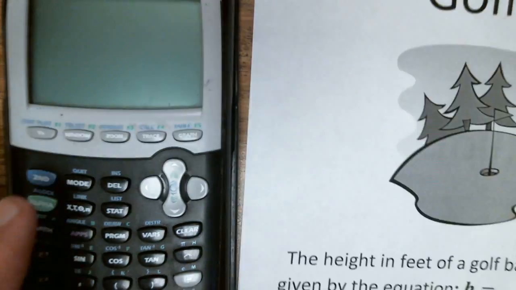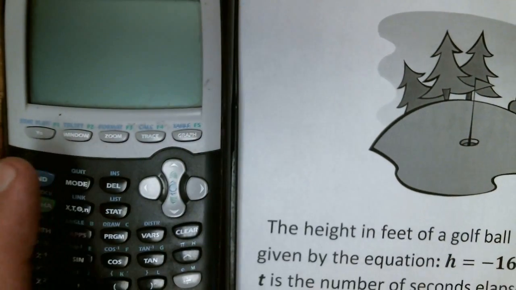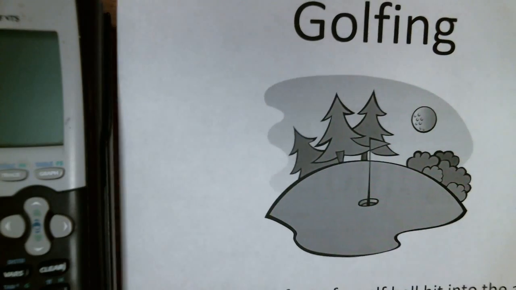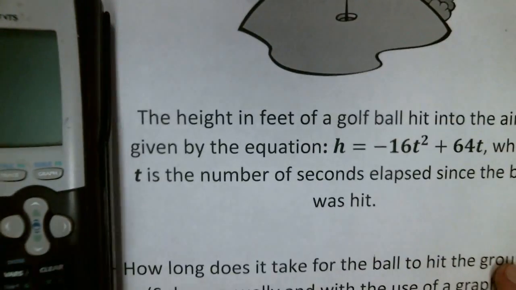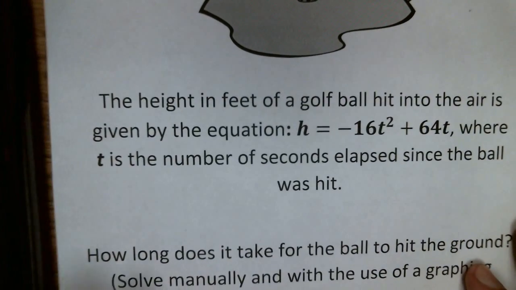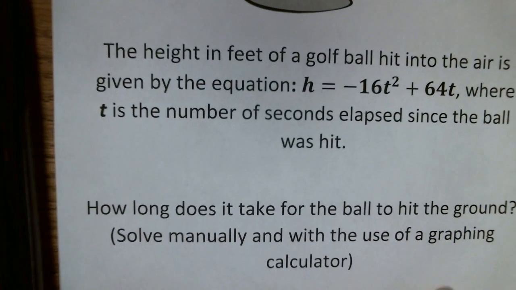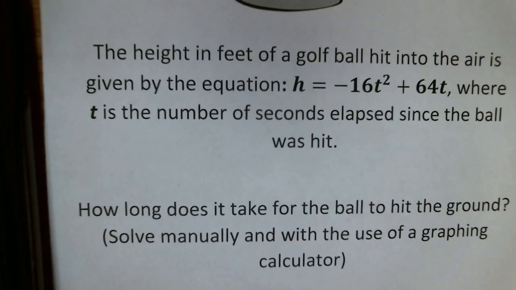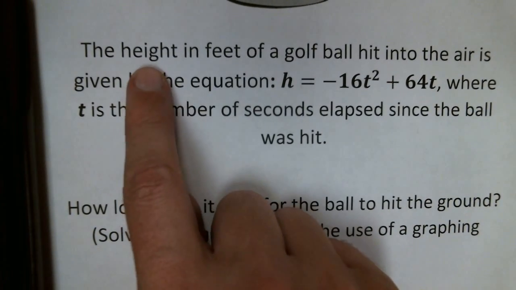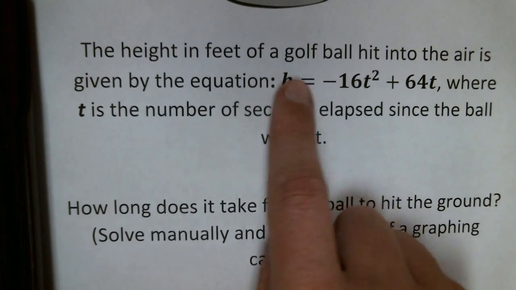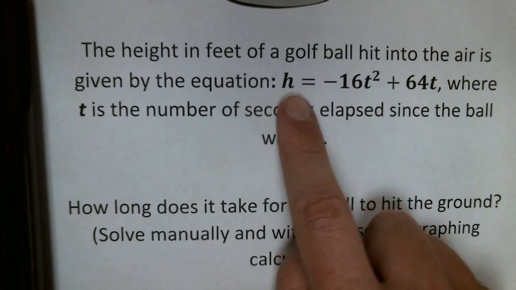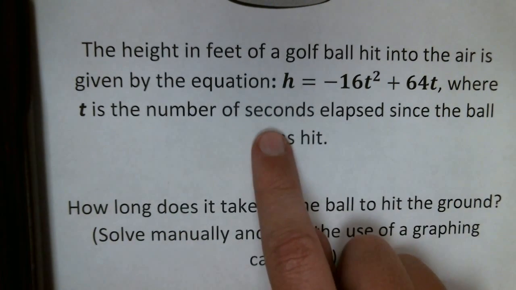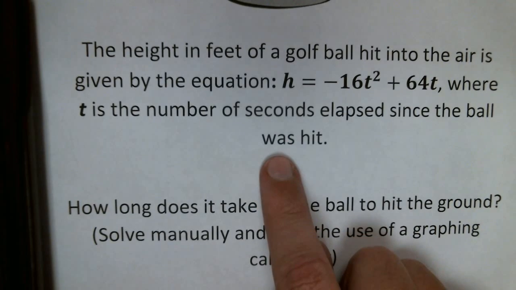I'm going to do actually the same exact problems that we did in our little gallery walk around here. One of the problems that we were looking at had to do with golf. So I'm looking at this problem here. Before we even start putting stuff into our graphing calculator, I've got to figure out, what are they asking us? Were they asking me for the red dot? Were they asking me for the green dot? So here we go. The height in feet of a golf ball hit into the air is given by the equation h equals negative 16t squared plus 64t, where t is the number of seconds elapsed since the ball was hit.